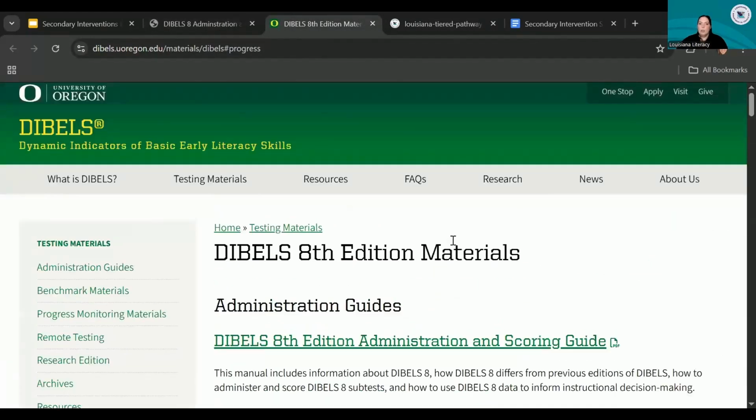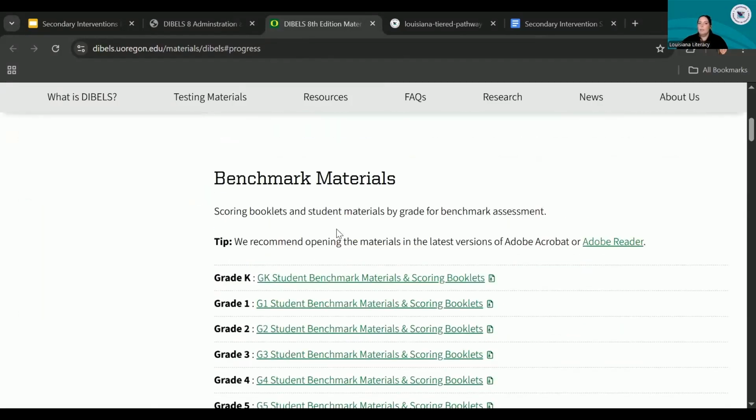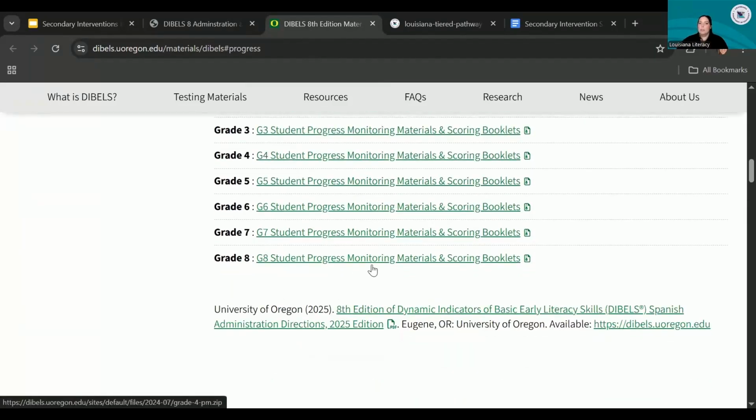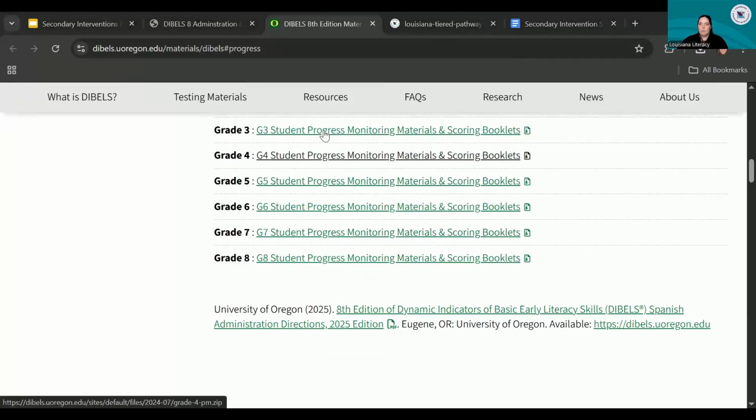On the website, I've gone to the materials, and at the top, you'll see the Administration and Scoring Guide, and then they have some benchmark materials, and then they have a whole section on progress monitoring materials. And let's just pick grade 7, for example. If you open that up, it'll have materials for progress monitoring measures in there. It has maze, and it also has oral reading fluency in there, which it doesn't want to open correctly for me. But it has directions.